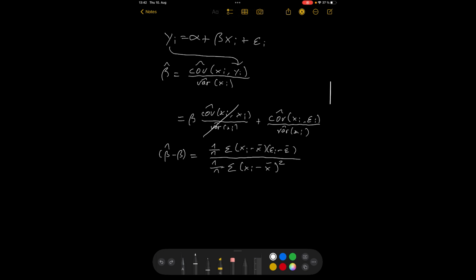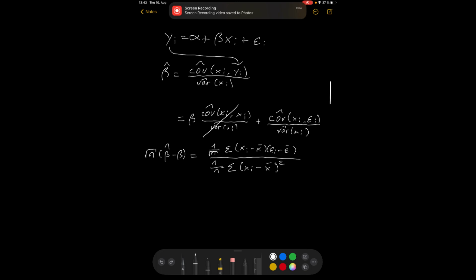Okay. And now we do another trick. We multiply with square root n, which means here we've got 1 over square root n in the numerator. Okay, now what will we do?